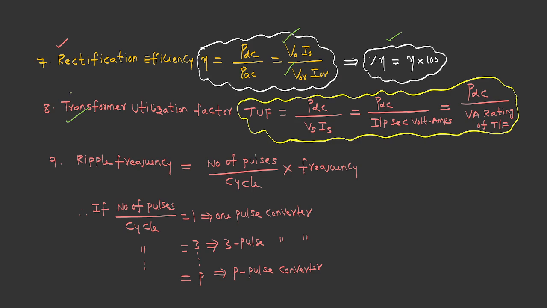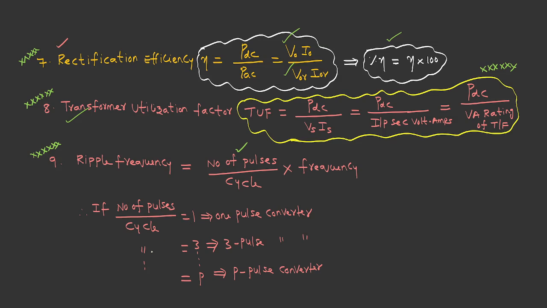Transformer utilization factor is output DC power by input secondary volt-amperes. Every formula is important. Ripple frequency is a five-star, very important formula; even the rectification efficiency formula is important. How to define ripple frequency? It is the number of pulses per cycle, not cycles, into the frequency. Per cycle, how many pulses are there, multiplied by the frequency, gives the ripple frequency.